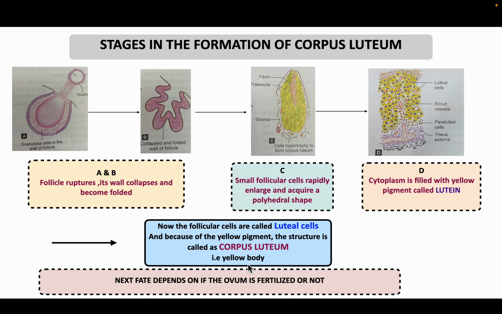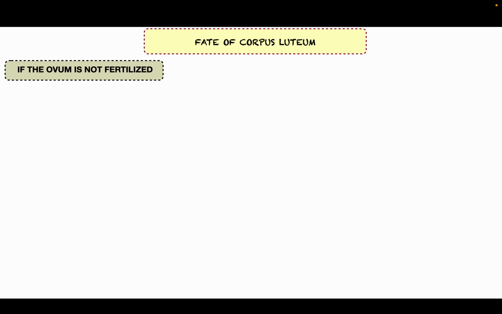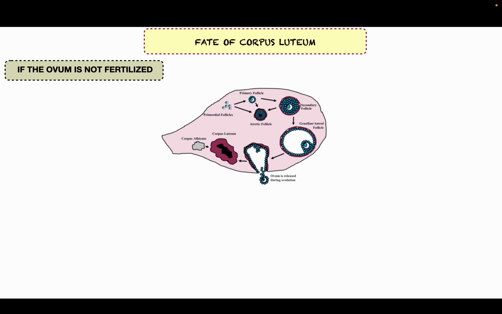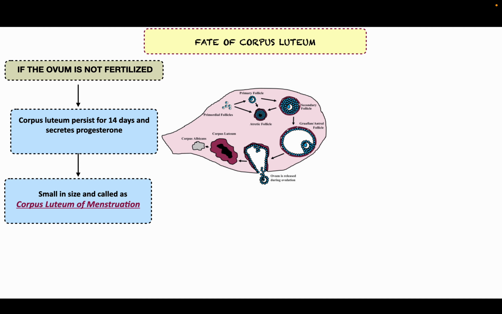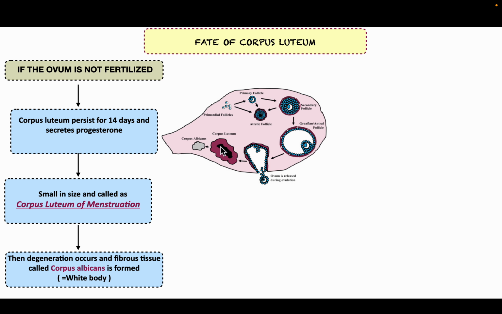The next fate depends on whether the ovum is fertilized or not. Fate of the corpus luteum if the ovum is not fertilized: the corpus luteum persists for 14 days and secretes progesterone. It is small in size and called the corpus luteum of menstruation. You can see here. Then degeneration occurs and a fibrous tissue called corpus albicans is formed, which is the white body.